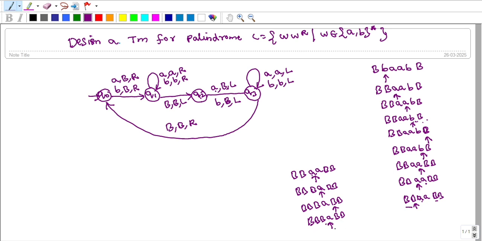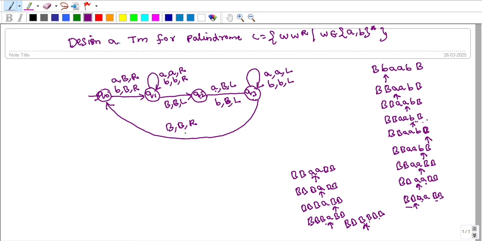So here what will happen? This A will be replaced now. So it will be B, B, B, B, B, B, B. Now everything has been replaced. Now when we move on the left, I will be standing here. It is B now. So we will be standing in the state called Q3. In Q3, when we see B, B is replaced by B, move on the right.